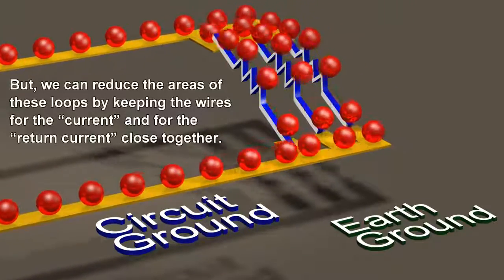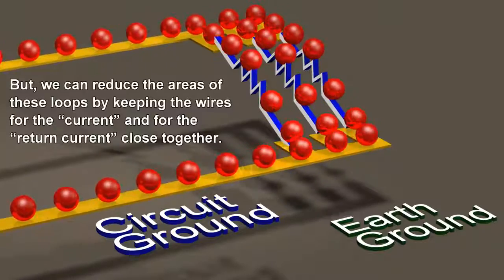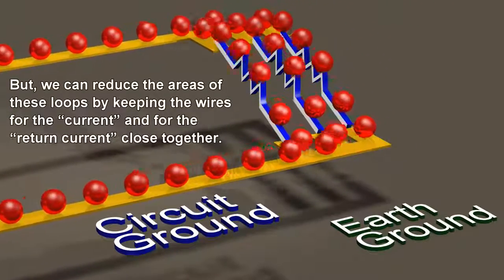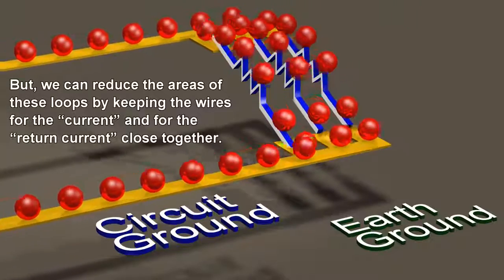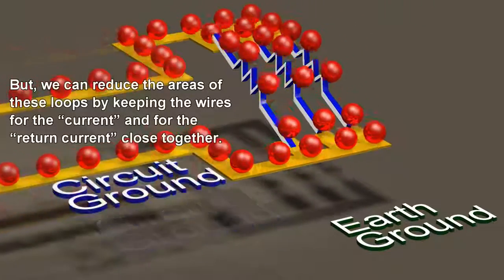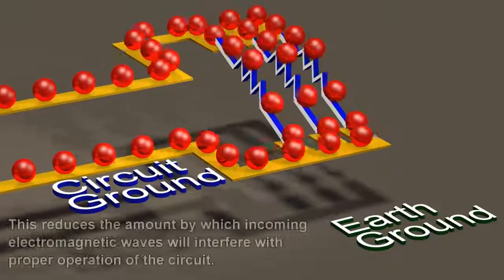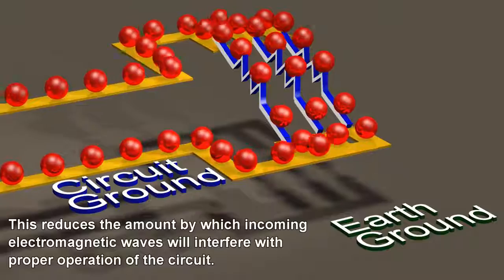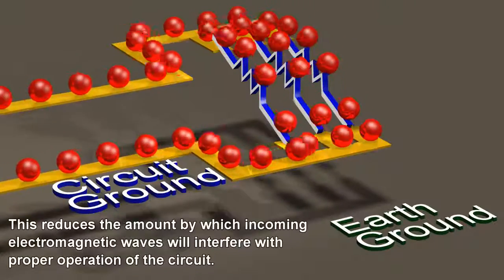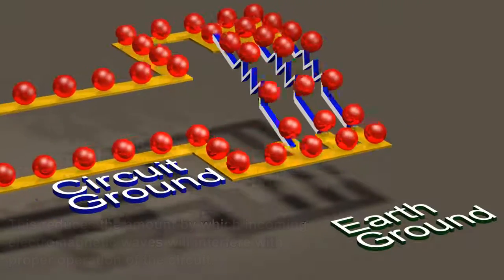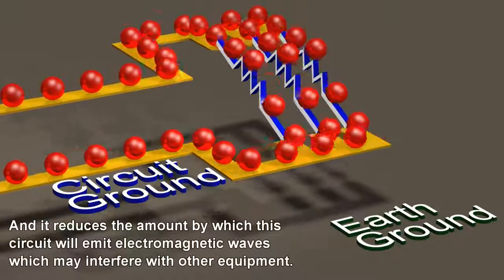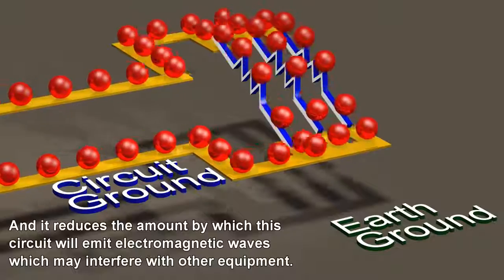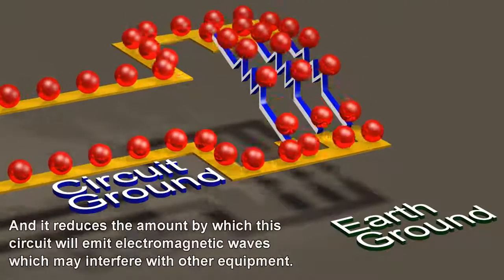But we can reduce the areas of these loops by keeping the wires for the current and for the return current close together. This reduces the amount by which incoming electromagnetic waves will interfere with proper operation of the circuit. And it reduces the amount by which this circuit will emit electromagnetic waves which may interfere with other equipment.